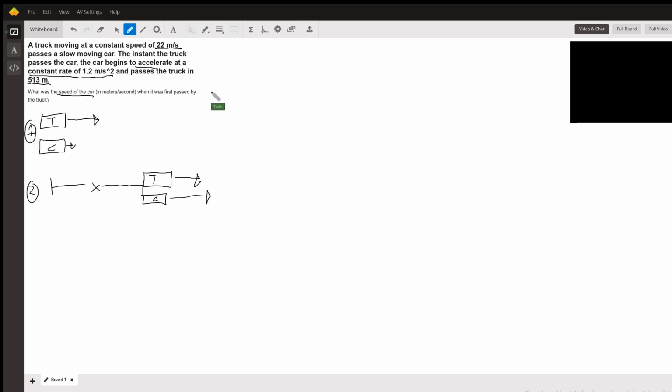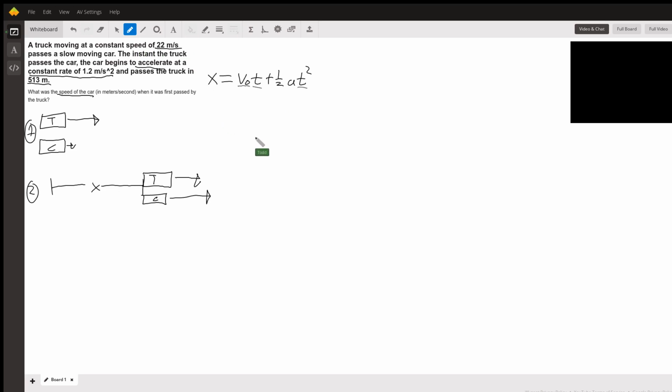An equation that has that, we could write it like this: x is equal to v naught t plus 1/2 at squared, where x is the distance traveled, v naught is that initial speed that we're looking for, t is time, a is constant acceleration. Now, the problem you may notice is that we don't know the initial velocity and we don't know the time, so we need a second equation.